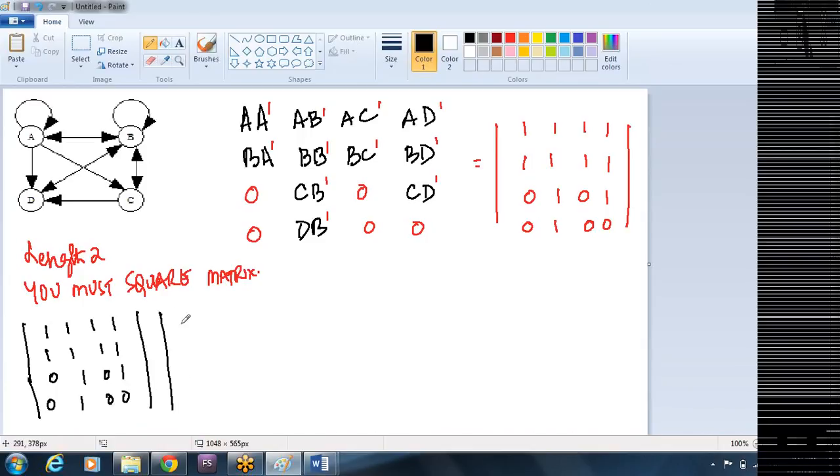Okay, and I'm going to put the same thing here: 1, 1, 1, 1, 1, 1, 1, 1, 0, 1, 0, 1, 0, 1, 0, 0. Okay, so let's multiply this. I'm not going to put the entire thing, I don't know if I have enough room here, but let's try. So I'm trying the first row with the first column. Alright, so 1 times 1, 1 times 1, 1 times 0, 1 times 0.